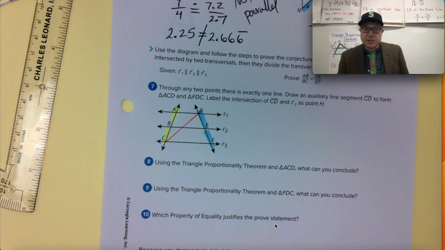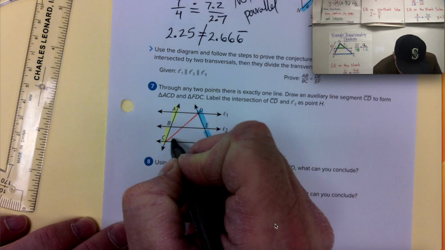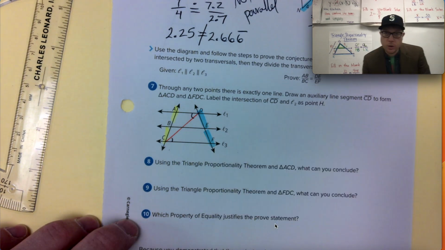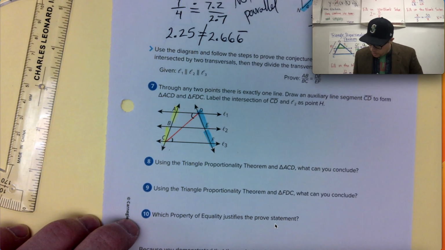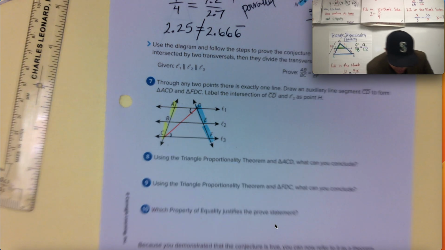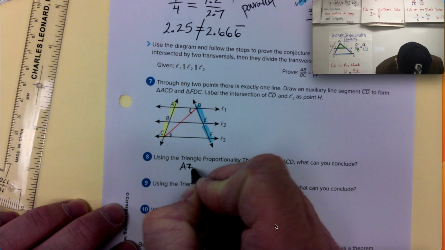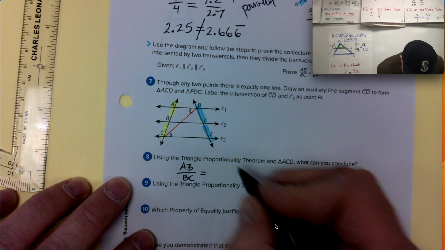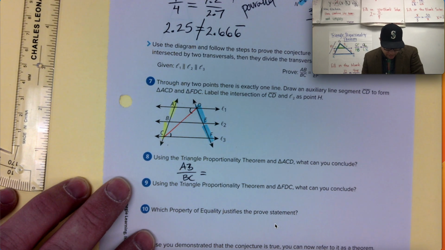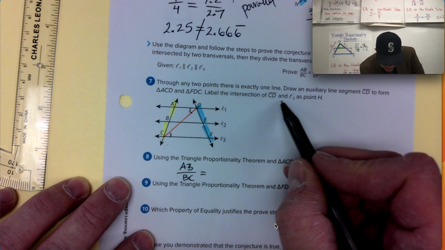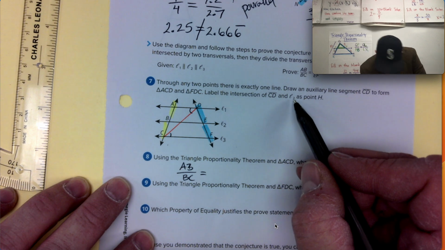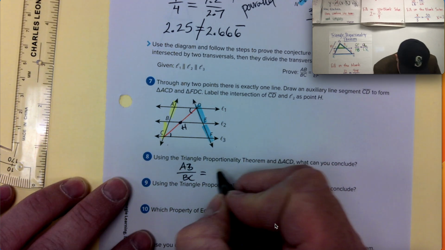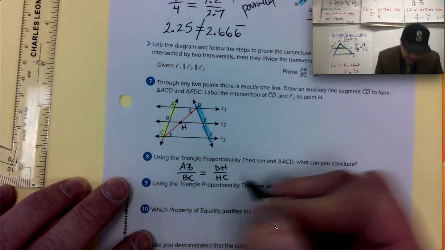Remember, that creates the triangles that we're talking about, which means this angle and this angle are the same. That means, because of alternate interior angles. Okay, what can I conclude here? I can conclude this. AB over BC equals DH. Where's the H at? Label the intersection of CD and L2 right here. That's H. So I can then conclude that DH and HC are equal.